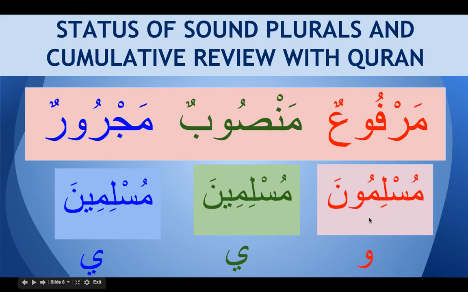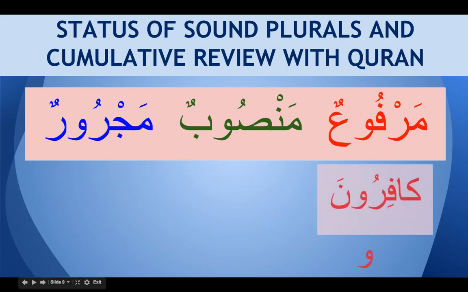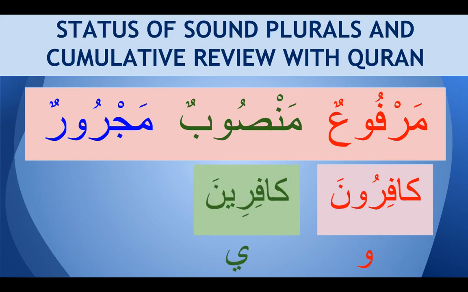And alamatu raf'a, what we call alamatu raf'a, is al-waw, because it is jama mudhakkar salim. And muslimina is mansoob, alamatu nasbihi al-ya, because it is jama mudhakkar salim. And the same thing here, muslimina in this majroor form is majroor, alamatu jarrihi al-ya, because it is jama mudhakkar salim. We have kafiruna as another example. Kafiruna is marfu, kafirina is mansoob, and kafirina is majroor. So this is for the jama mudhakkar salim.